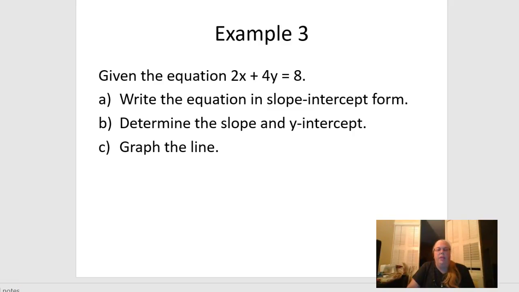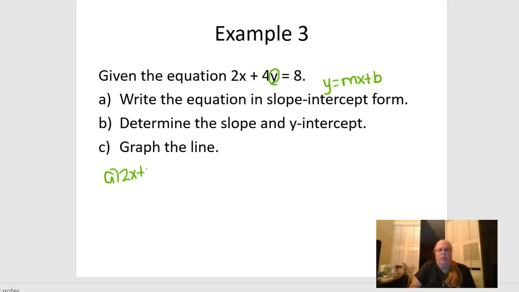Example 3. Given the equation 2x plus 4y is equal to 8, A. Write the equation in slope-intercept form. Slope-intercept form, this is y is equal to mx plus b. So we need to solve this equation right here for y.